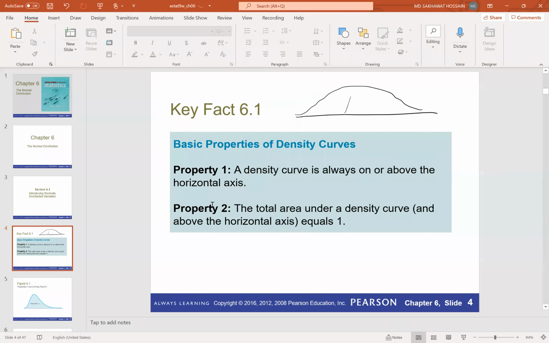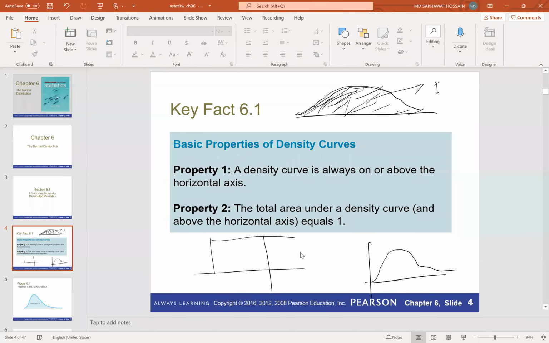So property 2, the total area under a density curve. So what is the total area under a density curve? If this is a density curve, then this is the total area under the density curve. And for a density curve, this total area will always be 1. Or your density curve could be like this, or it could also be like this. So whatever it is, the area under the curve is always 1. Otherwise, it will not be a density curve.